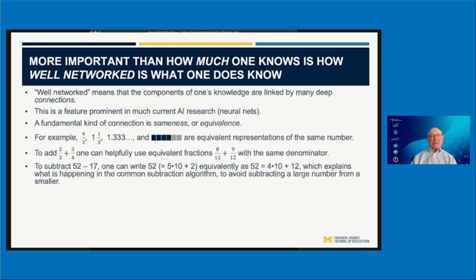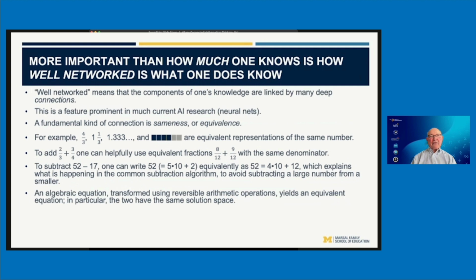Similarly, when we want to do multi-digit subtraction, for example, 52 minus 17, we can write 52, which in place value is 5 tens plus 2 ones, equivalently as 4 tens and 12 ones, which explains what's happening in the common subtraction algorithm to avoid subtracting a large number from a smaller one. An algebraic equation transformed using reversible arithmetic operations yields an equivalent equation. In particular, the two have the same solution space.